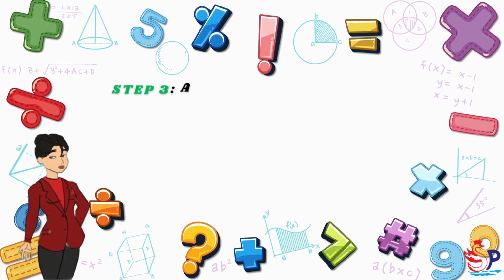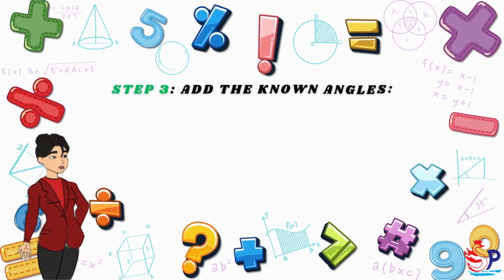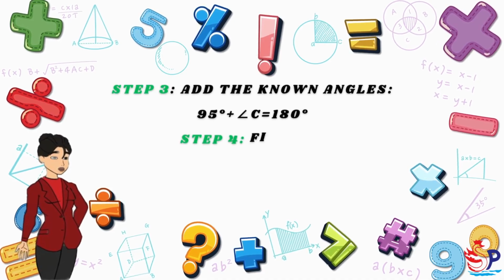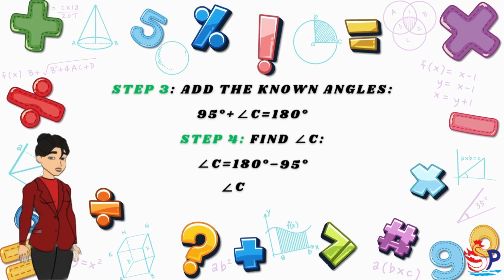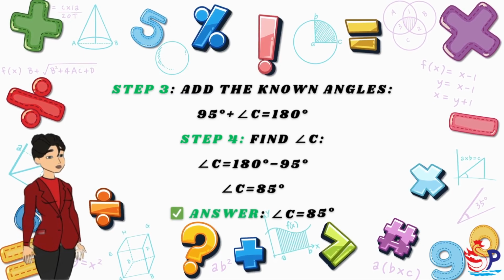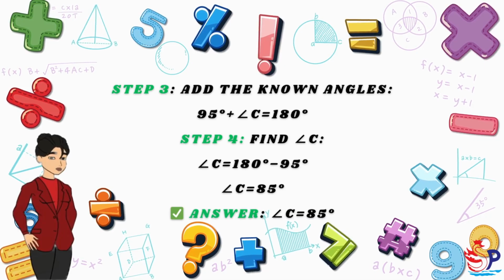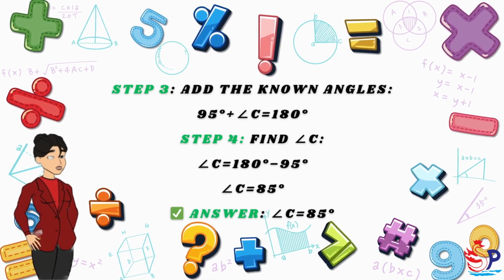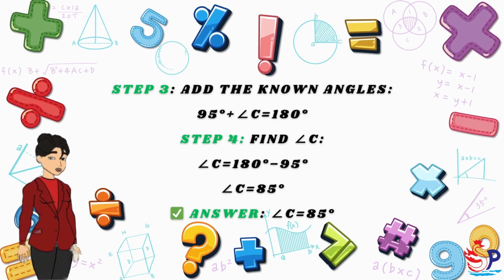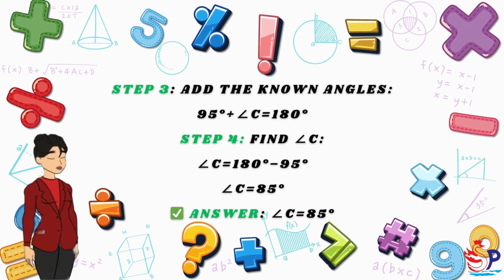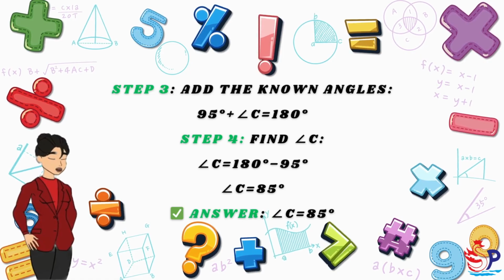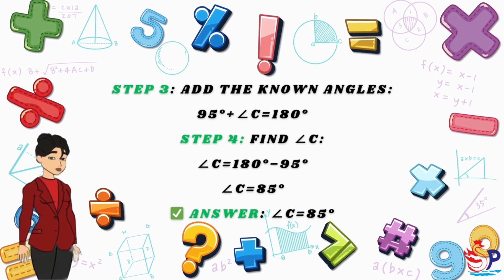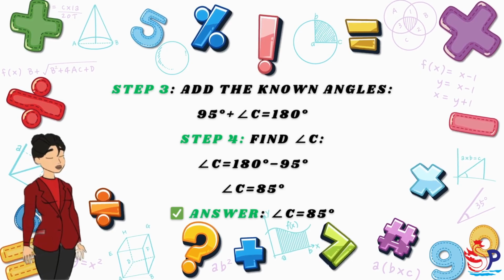Step 3. Add the known angles. 95 degrees plus angle C is equal to 180 degrees. Step 4. Find angle C. Angle C is equal to 180 degrees minus 95 degrees. Angle C is equal to 85 degrees. Answer: angle C is equal to 85 degrees.